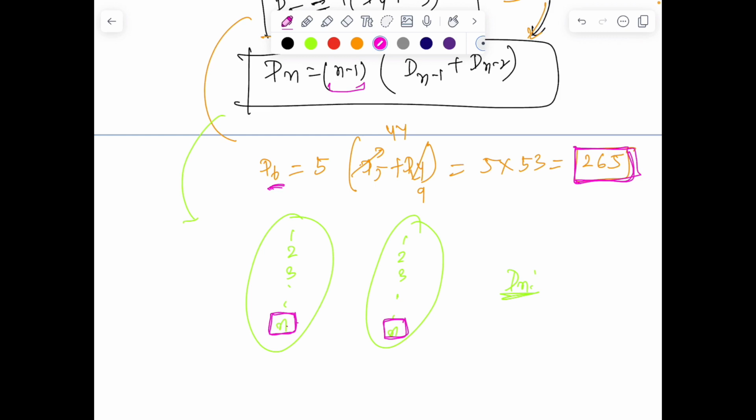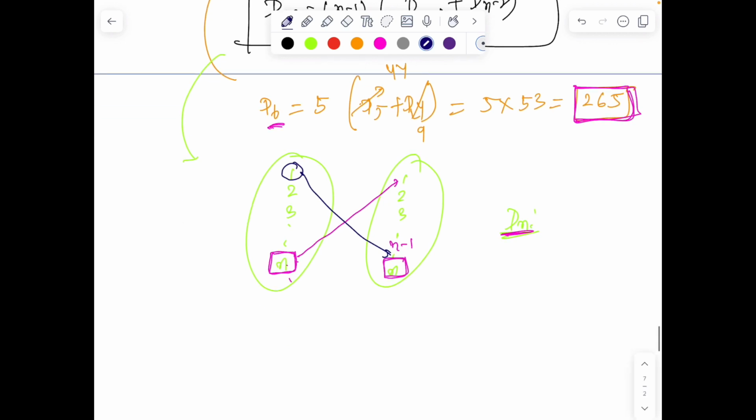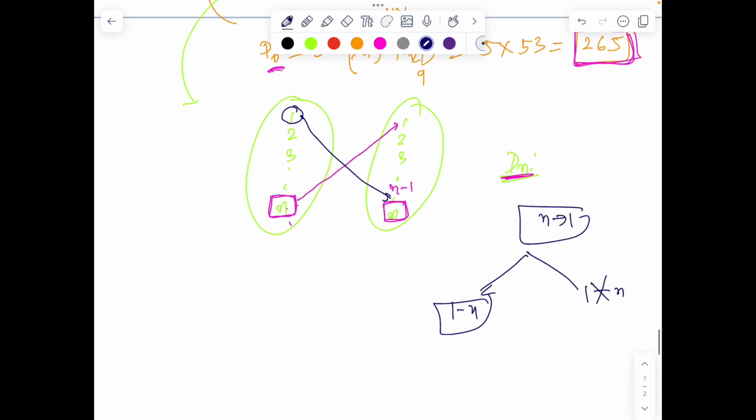Either n will go to the position 1, 2, 3, 4, 5, 6, 7 till n minus 1, because n cannot go to n, right? That is not in Dn. So let's say n is going to 1. Now if n is going to 1, under that case we have 2 possibilities for 1. Then 1 might go to n or 1 might not go to n. So we have 2 possibilities, 1 going to n and 1 not going to n.